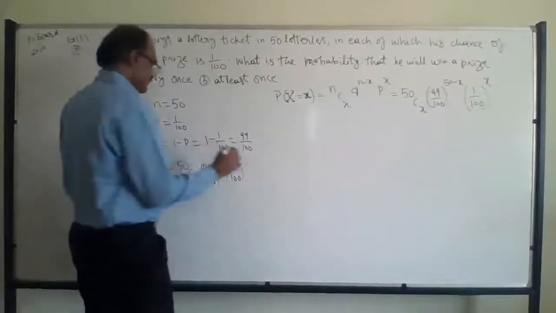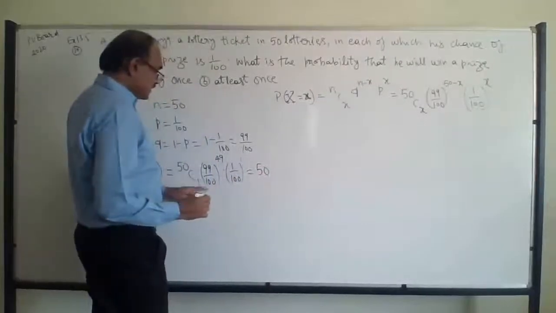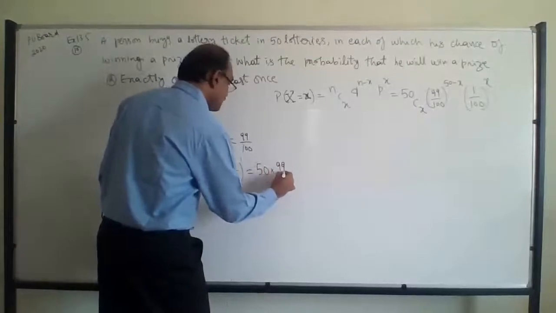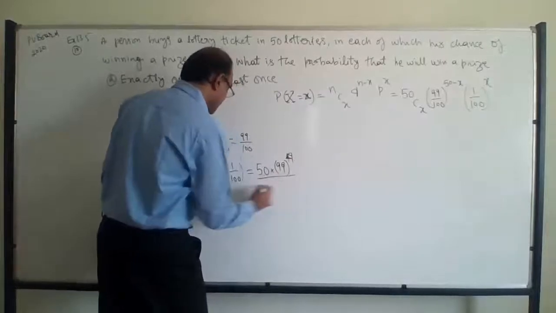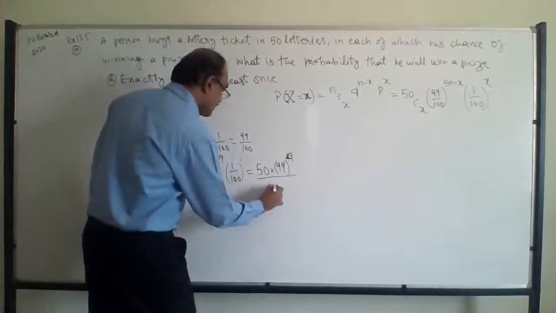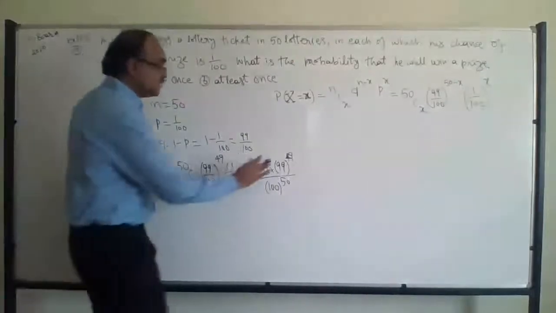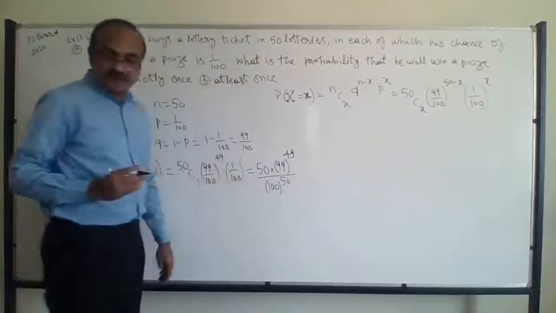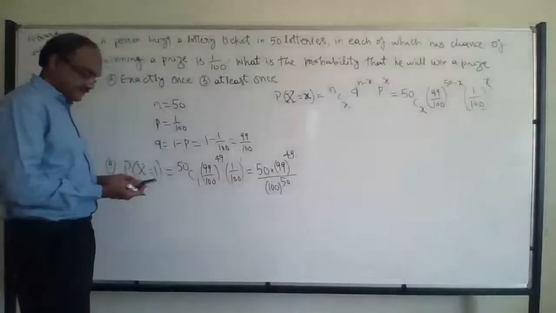So what you get here is 50C1, that is 50, into 99 whole to the power 49, divided by 100 whole to the power 49 times 100, that is 100 whole to the power 50. You don't try to simplify this. You can leave it like this because it is a very big number. I don't know whether your calculator gives you the value for this. You don't need to simplify.